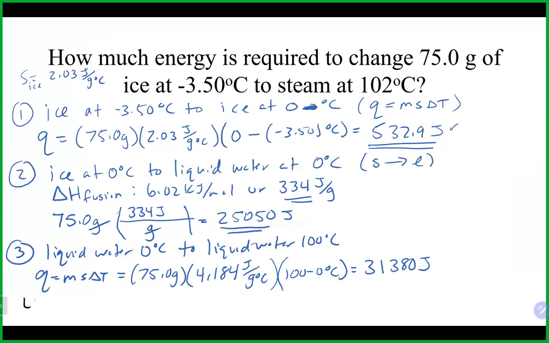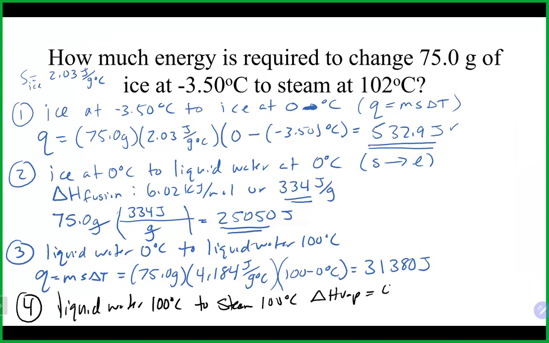So the fourth thing we're going to do is go from liquid water at 100 degrees Celsius to steam, which is gas at 100 degrees Celsius. That is our delta H of vaporization, which is 40.6 kilojoules per mole, or about 2260 joules per gram. So I'm going to use, again, the 2260 as that is in joules, so everything will be in the same unit. I'm also going to flip the page here.